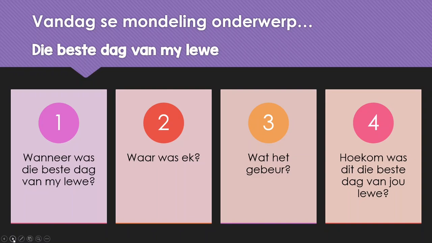Be specific. The year, the day, do you remember the date perhaps? Was it 2 years ago, 5 years ago? Wanneer was die beste dag van jou lewe? Nommer 2. Waar was ek? Where did this happen? Where were you when you experienced the best day of your life? Wat het gebeur? What happened on this best day of your life?